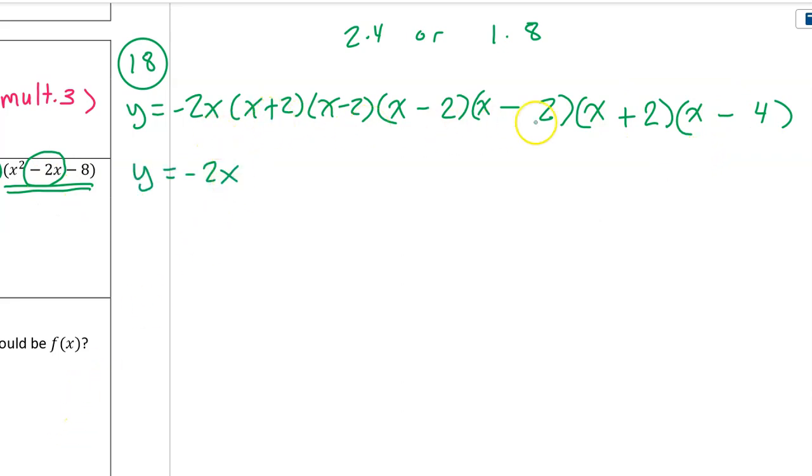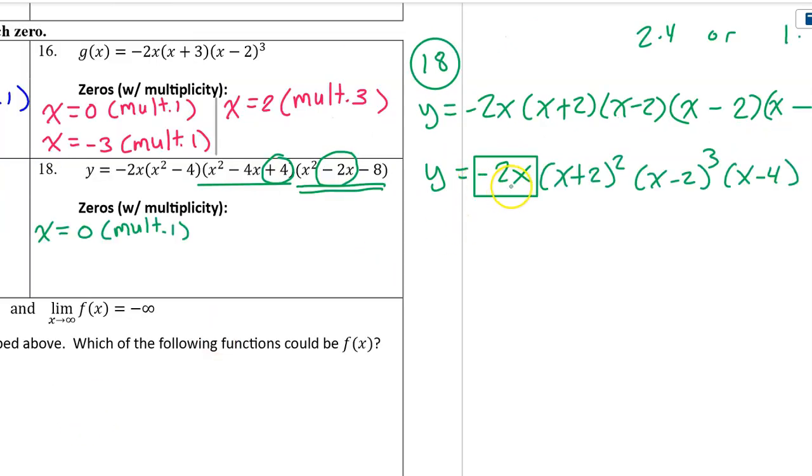The factor of x plus 2 appears twice. So I could write this as x plus 2 squared. The factor of x minus 2 appears 3 times. So that's x minus 2 to the third power. And then we have an x minus 4.